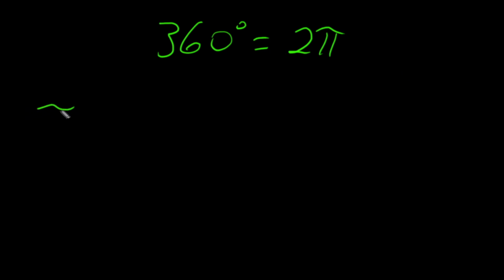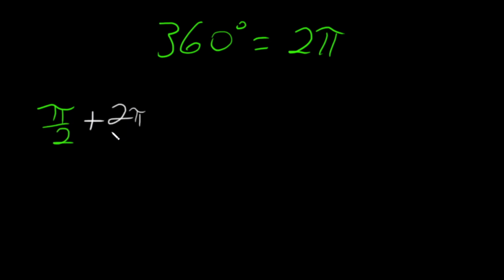Sometimes you'll need to find coterminal angles, but with radians instead of degrees. From the unit circle, we should know that 360 degrees is equivalent to 2 pi radians. Therefore, when we're dealing with radians, instead of adding or subtracting 360, we're going to add or subtract 2 pi radians. For example, if we started at pi halves, we need to add 2 pi.